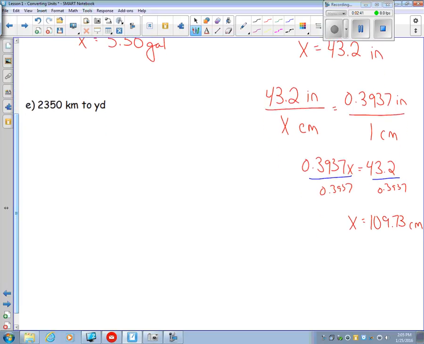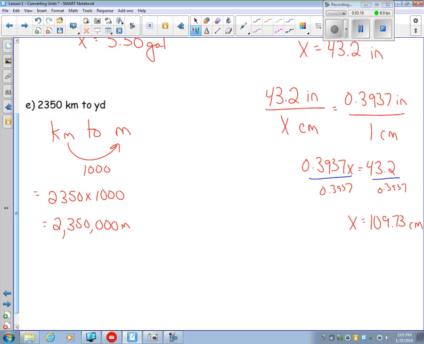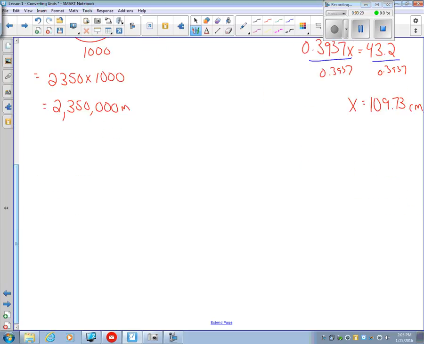For example, this last one here, okay, kilometers and yards. We don't have that on our table, but we know there's a ratio between kilometers and meters, and we have meters and yards. So this sort of combines everything we've done for the entire day so far. Kilometers to meters. Well, that's like using that step pattern we did at the very beginning of class today. That's 3 steps down, or multiplying by 1,000. So 2350 times 1,000 will give us 2,350,000 meters.